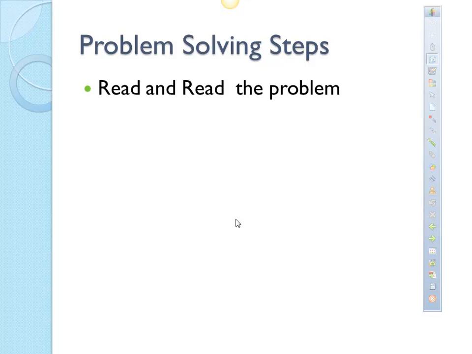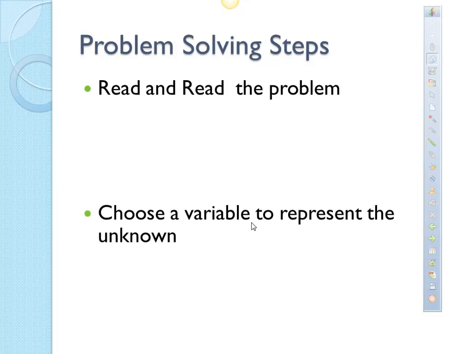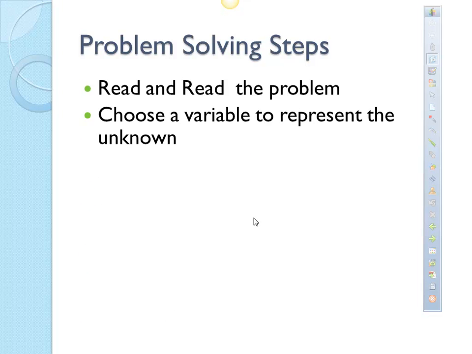Okay, after that, you're going to read the problem again. This time you're going to highlight important pieces of information and really start looking at that problem critically. The next step would be to choose a variable to represent the unknown. There's obviously an unknown if we have a problem to solve. Okay? Whether it's the number of elephants or the number of party hats or the number of balloons.